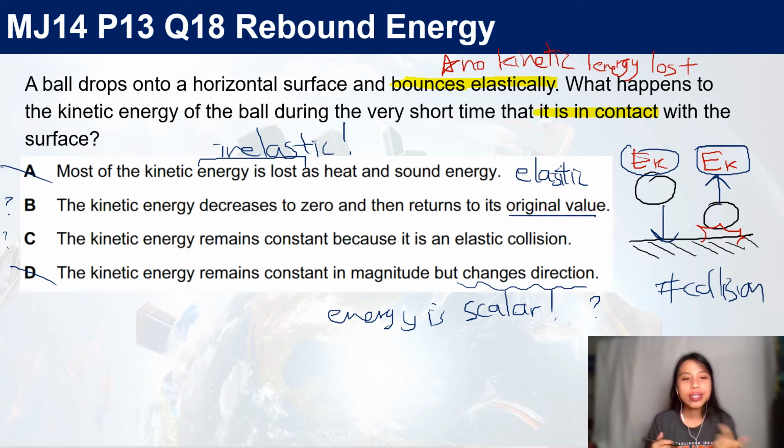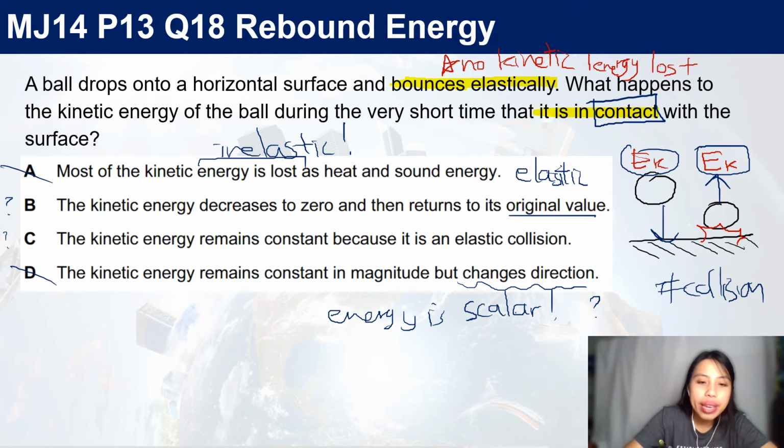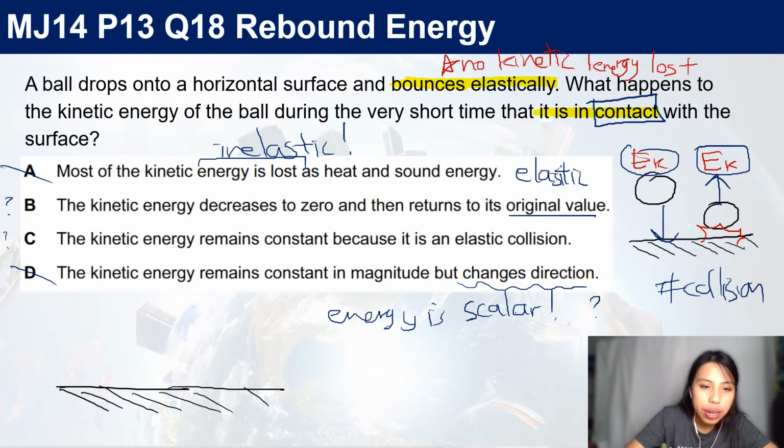Okay? So now we are stuck with a dilemma. Is it B or is it D? The truth is, both are correct, but one is most accurate for the question they are asking. So, moment of truth. They are asking what's happening to the kinetic energy when it's in contact. If I redraw, in contact means when it's touching the table.